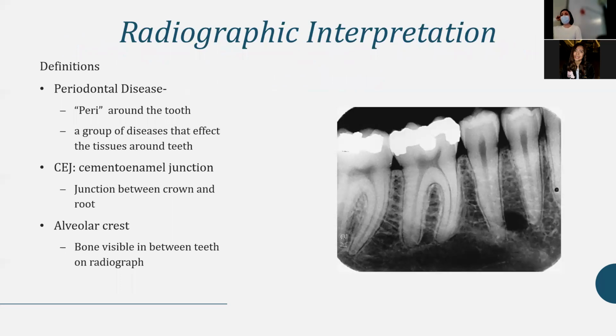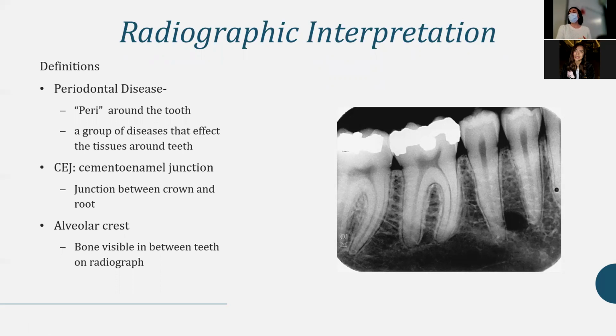Okay, so we're seeing different things. Periodontal disease. So peri meaning surrounding the tooth. It's a group of diseases. You'll learn more about it. Destruction of all that surrounding supportive structure. So the periodontal ligament, the bone, all of that starts to degrade around the tooth.